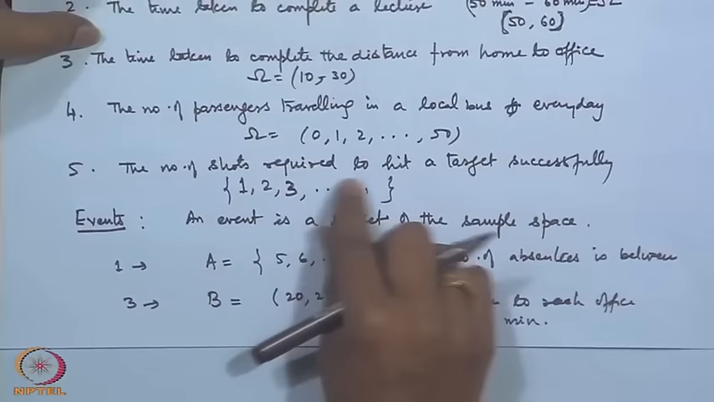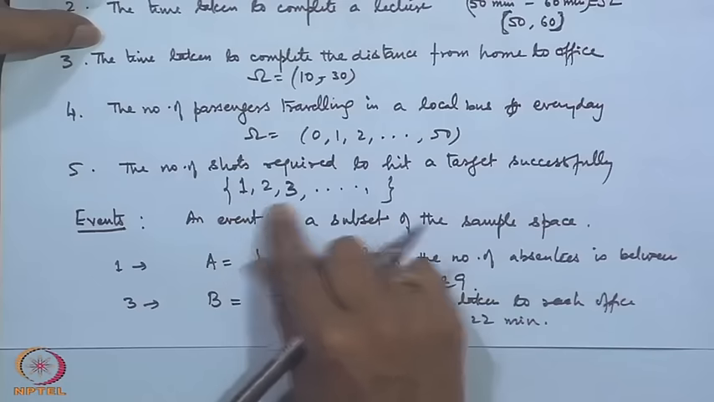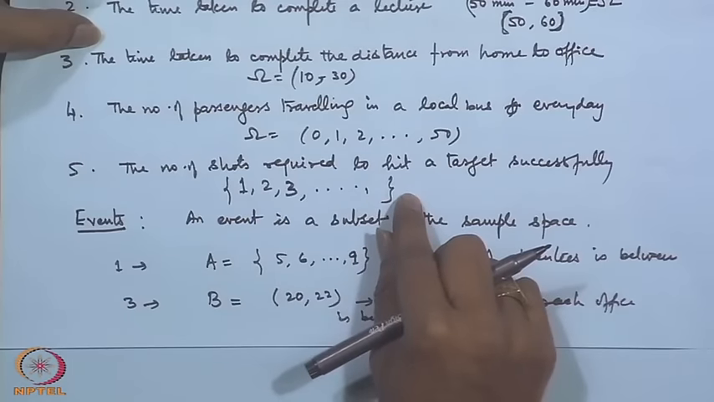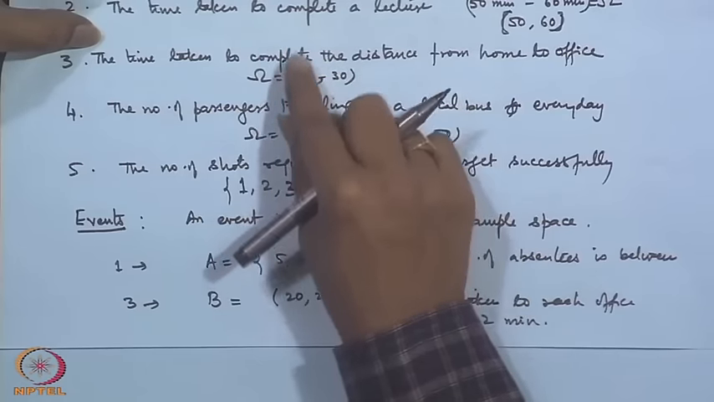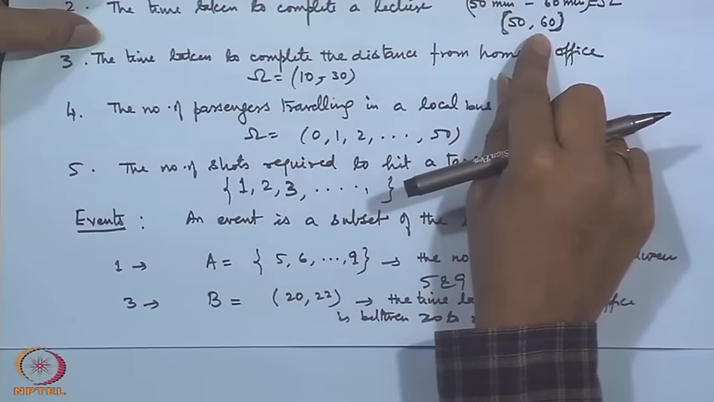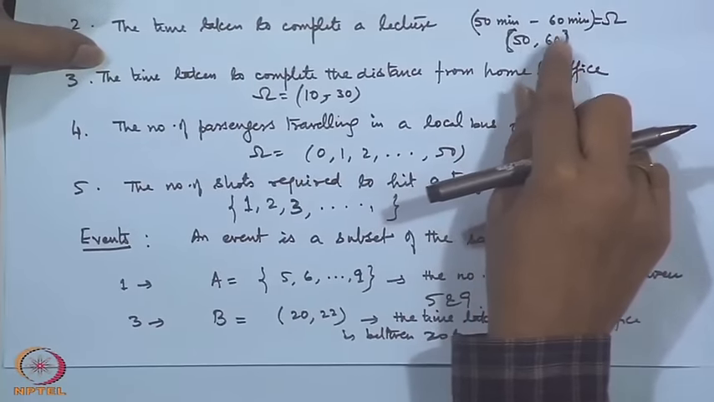The number of outcomes may be infinite. Just before this I was talking about several random experiments. We considered, for example, the number of shots required to hit a target successfully. Here the number of possibilities is countably infinite. If you look at the time taken to complete a lecture, it is an interval 50 to 60, which is uncountably infinite. In all of these cases, this type of definition is not applicable. So, the definition has limitations. Therefore, it was felt that the definition of probability should be based on empirical evidence.